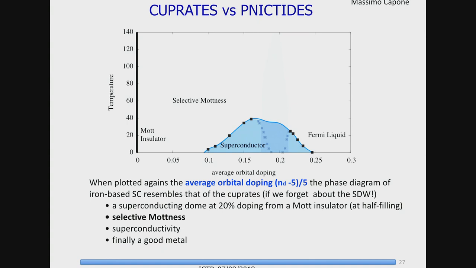I can plot everything. These are the two superconducting domes of the 1-2-2. Here it's basically invisible for a reason, but it's barely maybe visible from my distance. There would be the spin density wave. So this is really experiments, and I just plot everything as a function of the average orbital doping, with respect to 5. So this is just 6 minus 5 divided by 2, 0.2. Okay, so this is 1-2-2, this would be my putative Mott insulator.